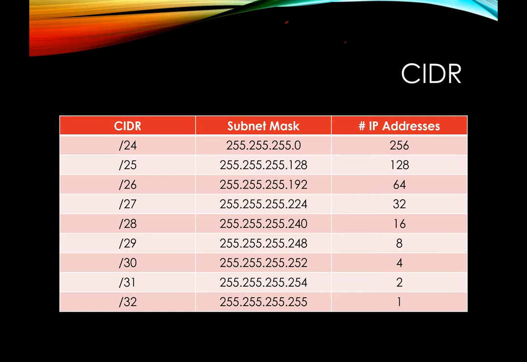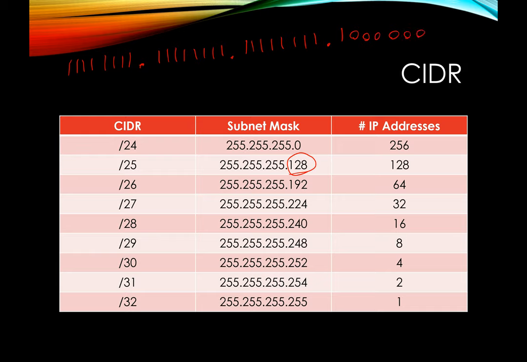Okay. So if we look at 25, so we know 255 is all ones. So 8 ones, 8 ones, 8 ones, and then 1, because we know that that position is a 128. And then we fill in the rest with zeros.